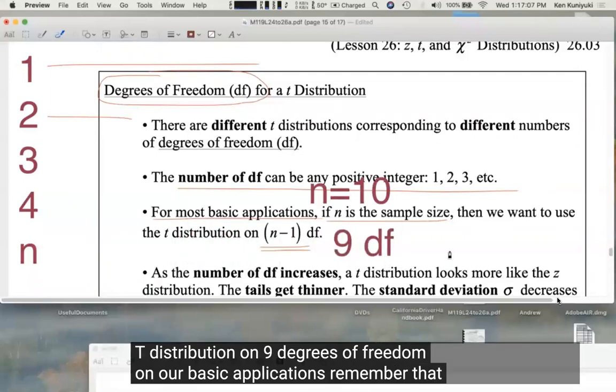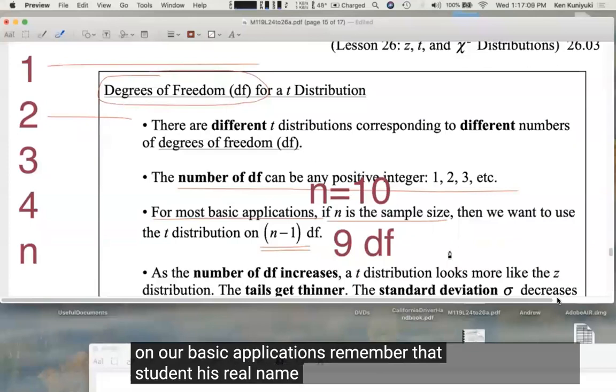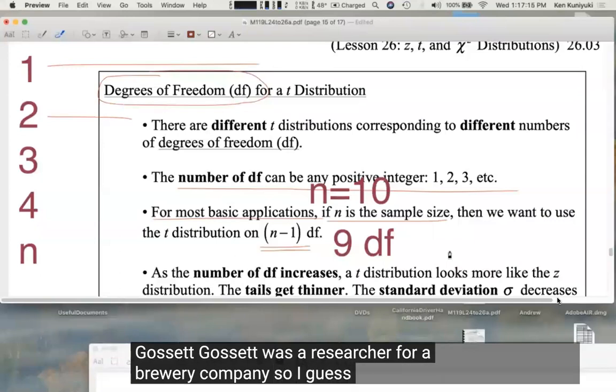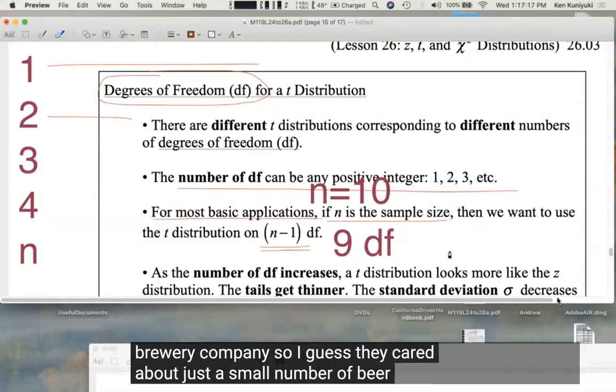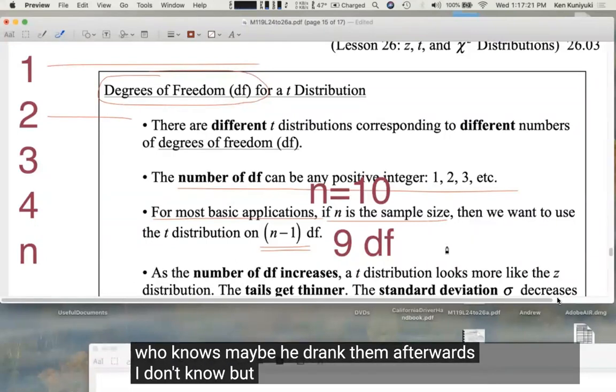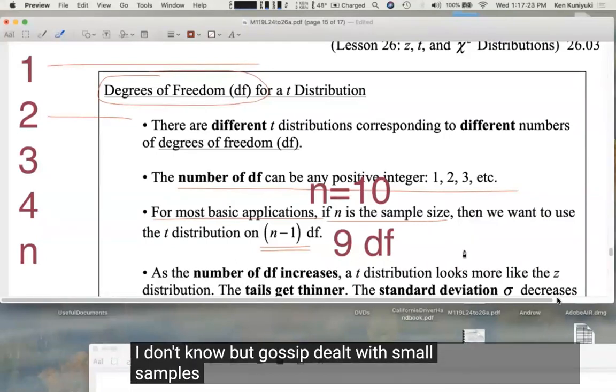Remember that student, his real name was William Gossett. Gossett was a researcher for a brewery company. So I guess they cared about just a small number of beers. Who knows, maybe he drank them afterwards. I don't know. But Gossett dealt with small samples at the brewery.